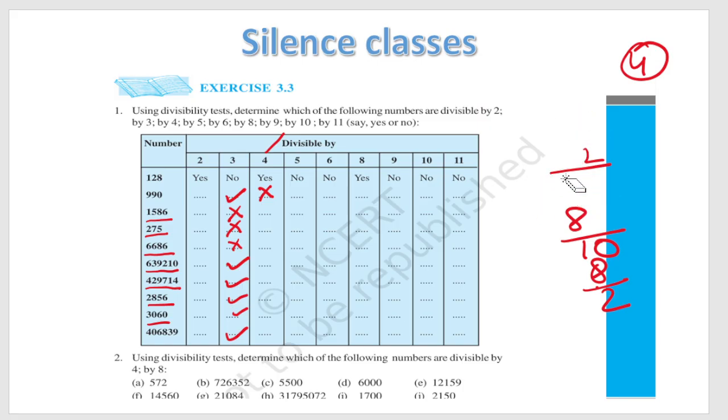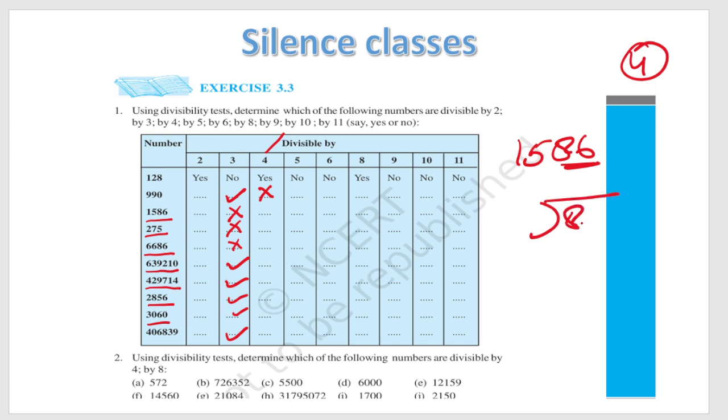Now the next number is 1586. Let's check whether 86 is divisible by 4 or not. 86: 4 twos are 8, and 6 is the remainder. 6 is not divisible by 4. Then this number is also not divisible by 4.